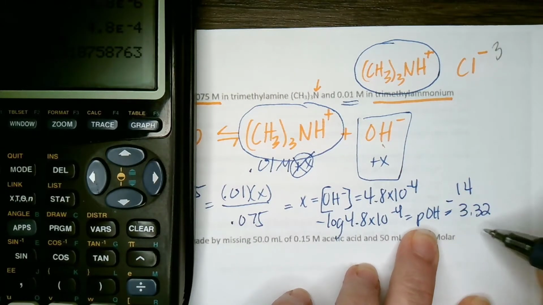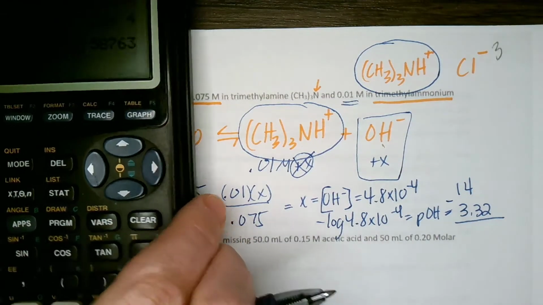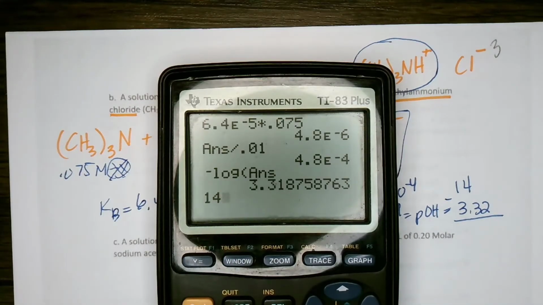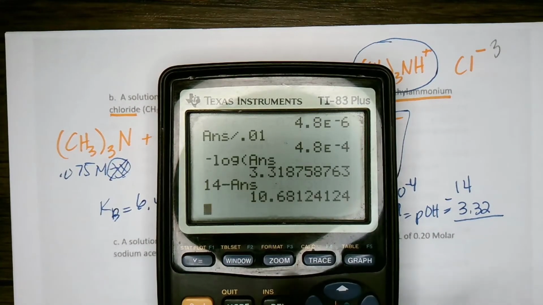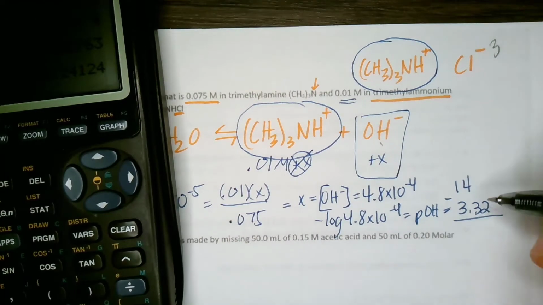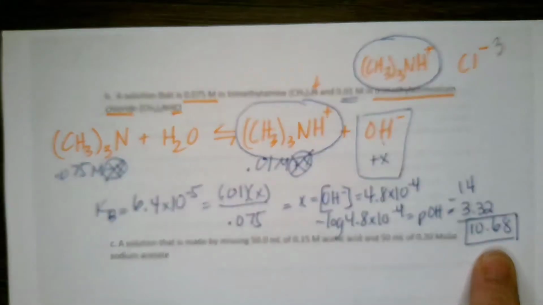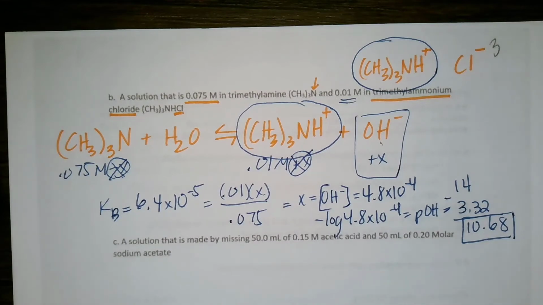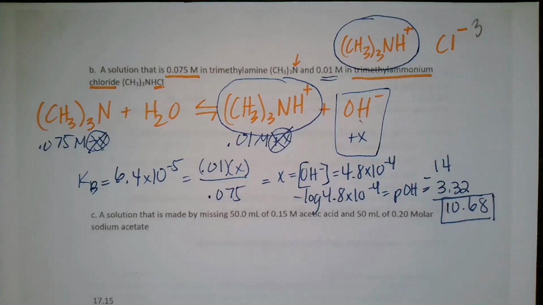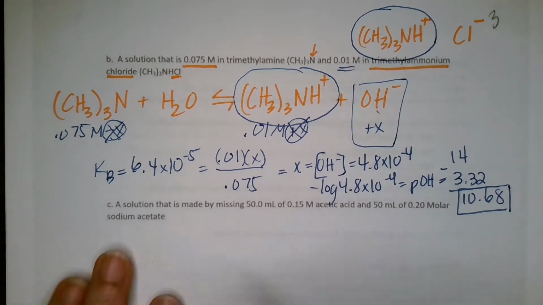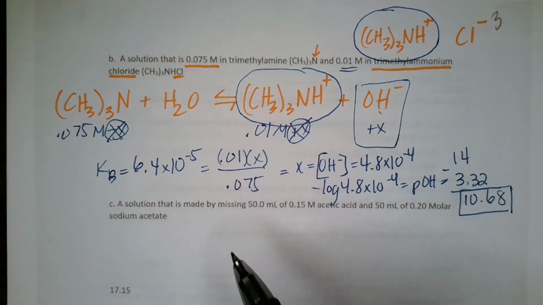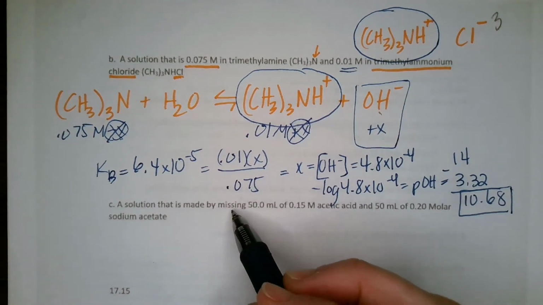Now to find the pH, we just need to do 14 minus our pOH to get our pH. So let's just do 14 minus our answer. We should get 10.68 for pH units. Yeah, that is a pretty basic solution on a 14-point scale. Let's look at this next problem.